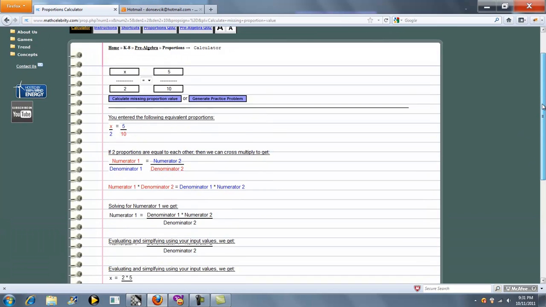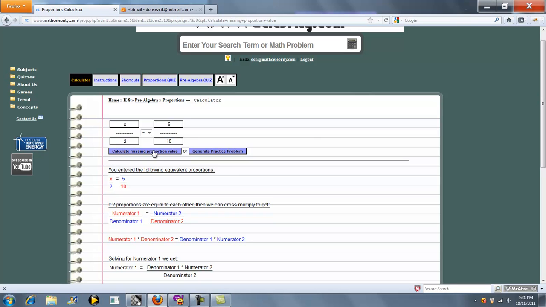The nice thing about this calculator is it handles inequalities as well as equations. So either in the search engine or on the drop-down menu, you could choose one of these symbols here and it will convert it from an equation to an inequality.